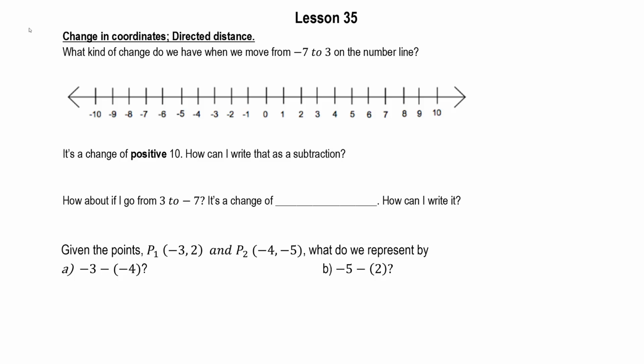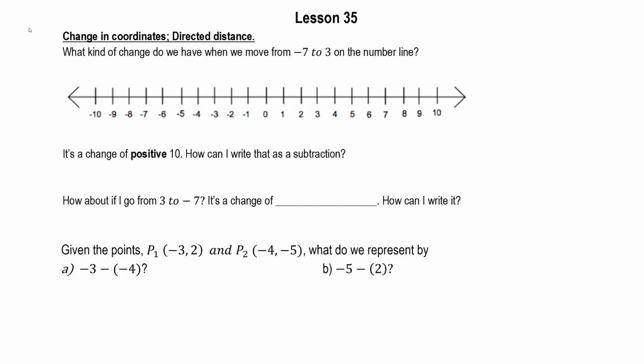Okay, we're going to talk about change in coordinates, directed distance. We've always said distance is a positive value, and it is, but right now we're going to talk about directed distance, which means when you want to describe a distance that is going from a larger number to a smaller number, you will use a negative sign in front of that distance. So to indicate the direction you're going in, you will use a negative sign.